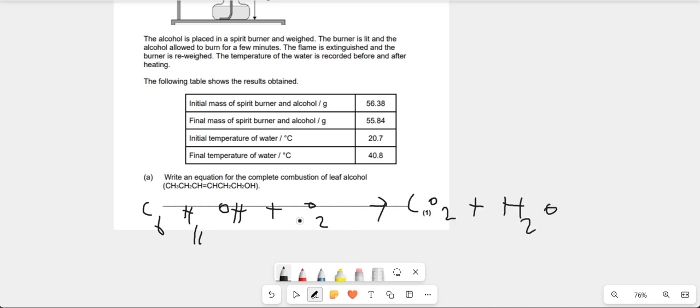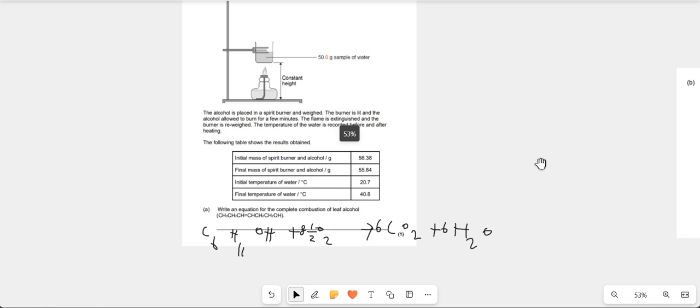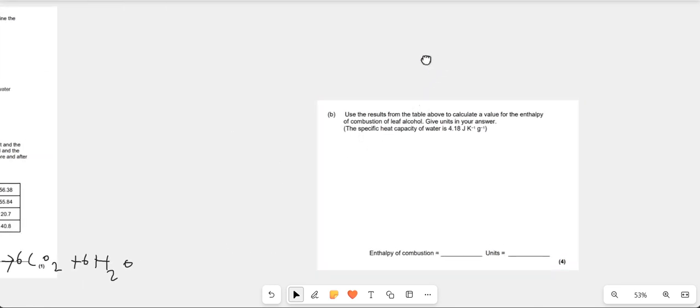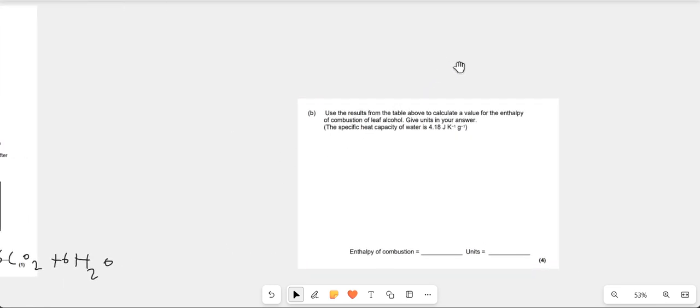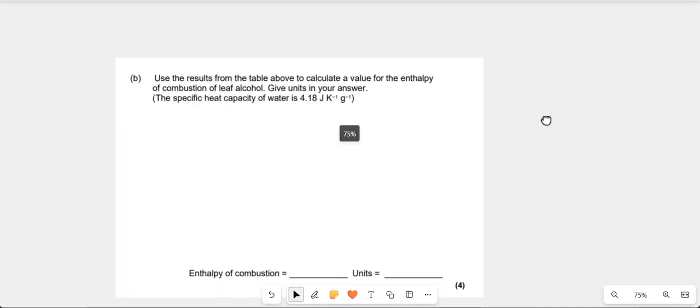Loaded, yeah? So therefore, yeah, then just balance it. So it's gonna be 8.5 here. It's gonna be 6 here. It's gonna be 6 there, yeah? Easy. Easy. So find the enthalpy here.